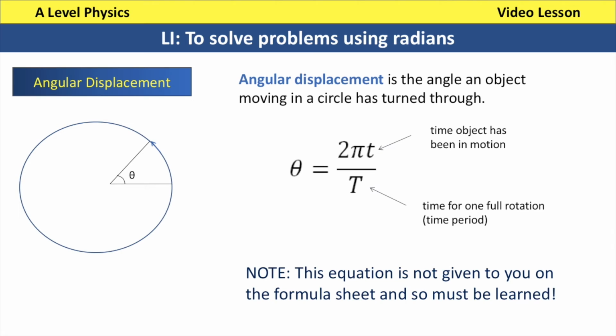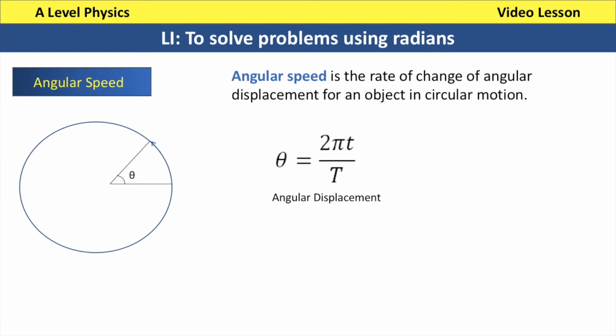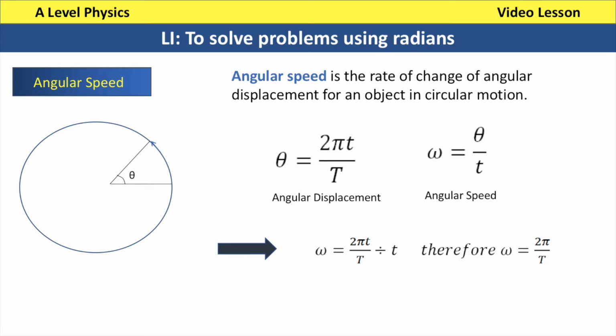Now let's go on to talk about angular speed then, because obviously if speed is the rate of change of displacement, then angular speed is the rate of change of the angular displacement for an object in circular motion. So if angular displacement is 2 pi t divided by T, we would divide that by t to find out what the angular speed is, and of course that would therefore come out as angular speed is 2 pi divided by the time period.